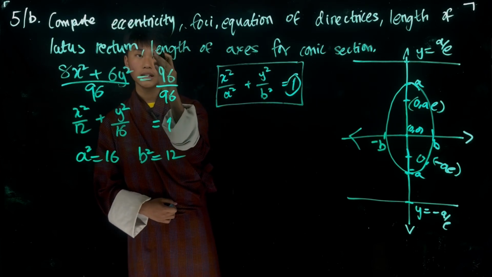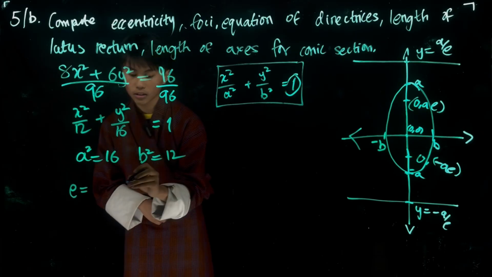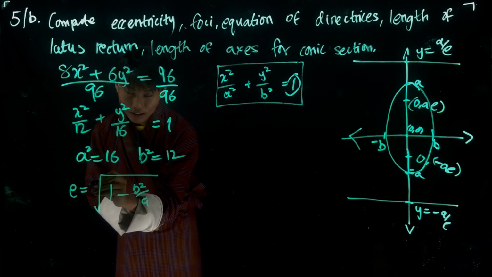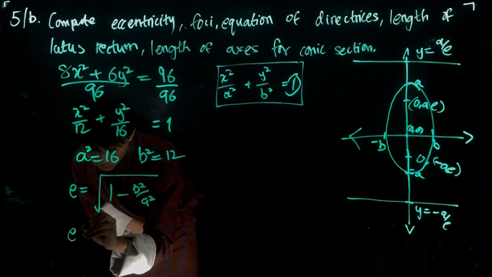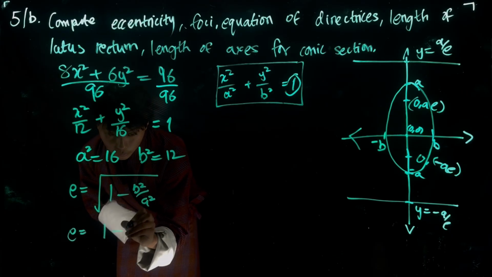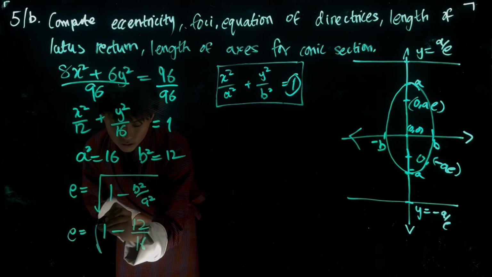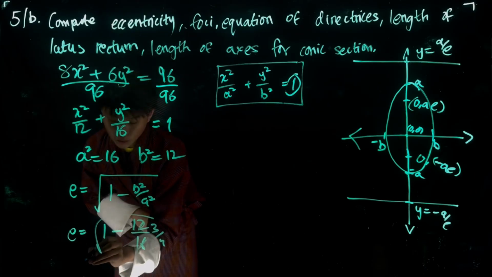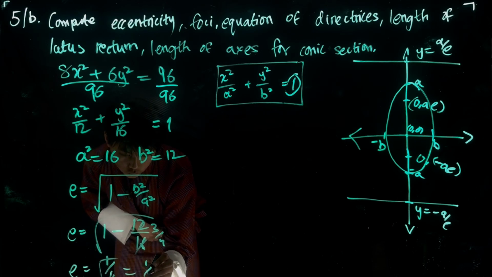To compute the eccentricity, we know that the eccentricity of an ellipse is equal to the root of 1 minus b square by a square. So eccentricity will be equal to the root of 1 minus b square, which is 12, by a square, which is 16. In this case, that is 1 minus 3 by 4, which is 1 by 4. You will be getting the eccentricity of root of 1 by 4. Root of 1 is 1, root of 4 is 2.